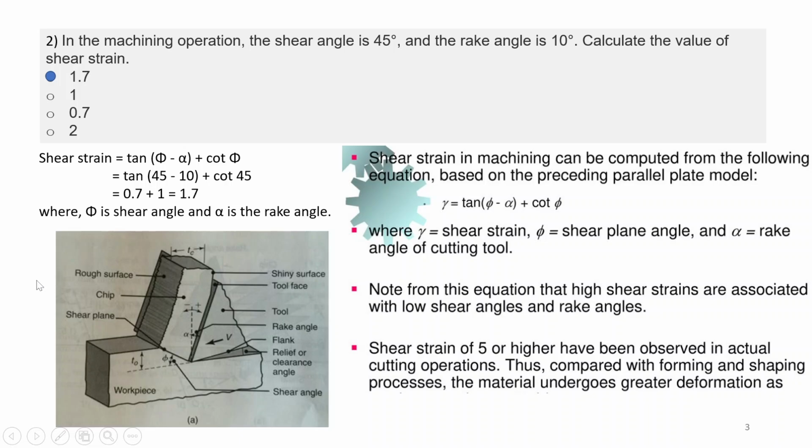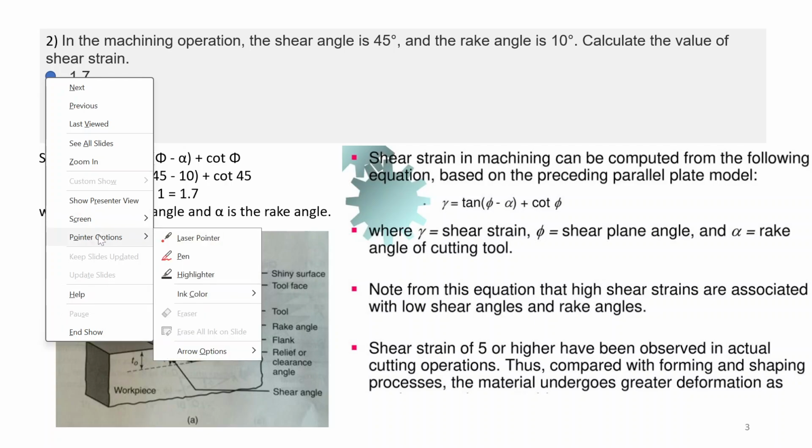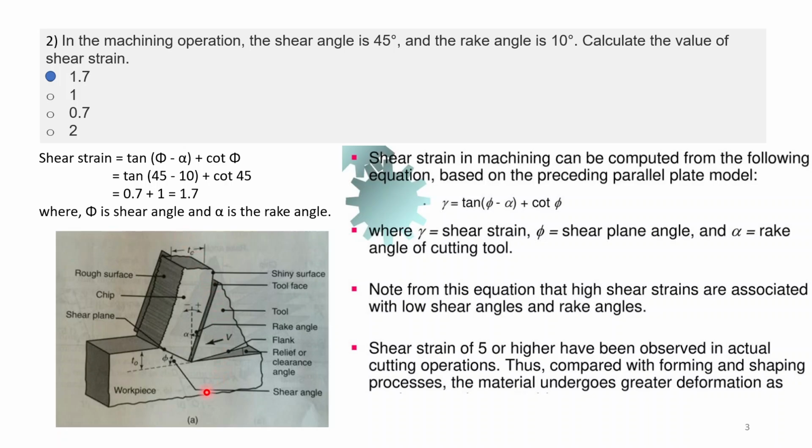And in the case of the shearing operation, here this one is your tool and this is the chip that is formed after finishing. This chip makes a particular angle with the horizontal, and this will be your shear angle, and the rake angle will be between the tool face and this perpendicular.